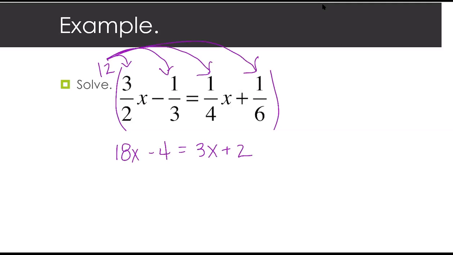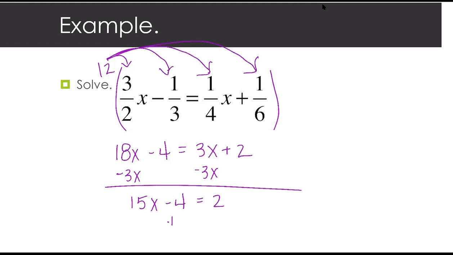Then we need to get all our variables on one side, all the numbers on the other side. We're going to subtract our 3x here. So we'd have a 15x minus 4 equals 2. Add 4 to both sides. 15x equals 6. So x equals 6/15.